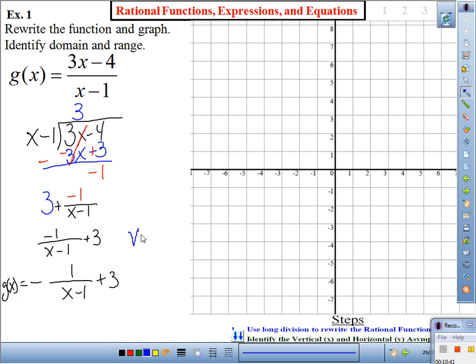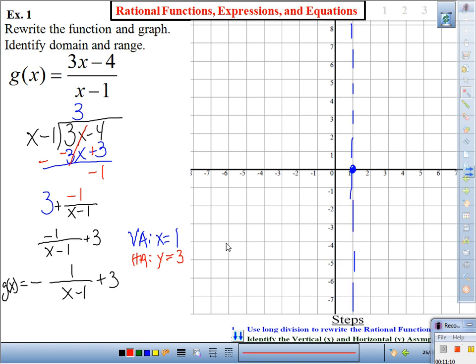So tell your neighbor, the vertical asymptote. X equals what? 1 is correct. It's right there. Our horizontal asymptote. Tell your neighbor what y is equal to. 3. There it is. All right, so let's plot those. 1 is right there. So my vertical asymptote goes through 1 on x.